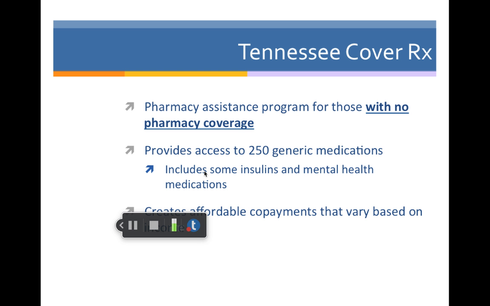It provides access to over 215 generic medications. It also includes some insulin products and mental health medications as well, which are frequent needs of our underserved patient populations. And then it creates affordable co-payments that vary based on the patient's financial income. And so the patient may have a copayment as little as $3, sometimes it can be up to $10, but still fairly affordable and reasonable for them. This program is managed by ESI, which is Express Scripts, and then it's pretty much covered at all pharmacy locations as well.